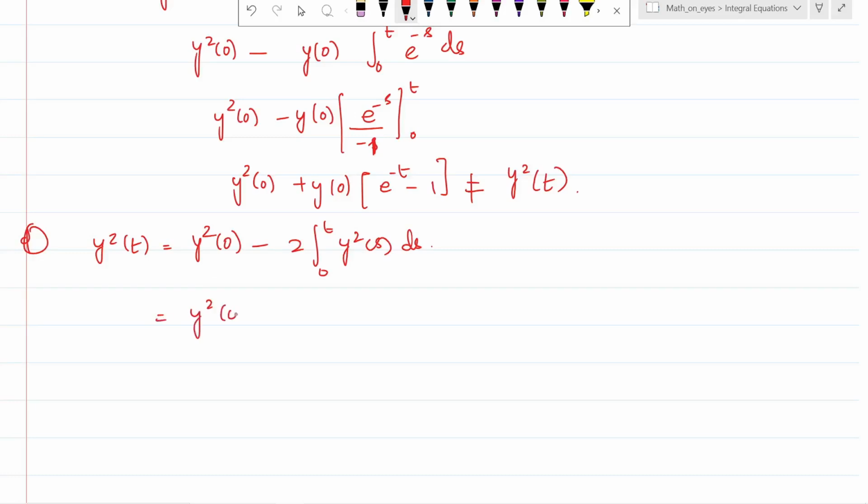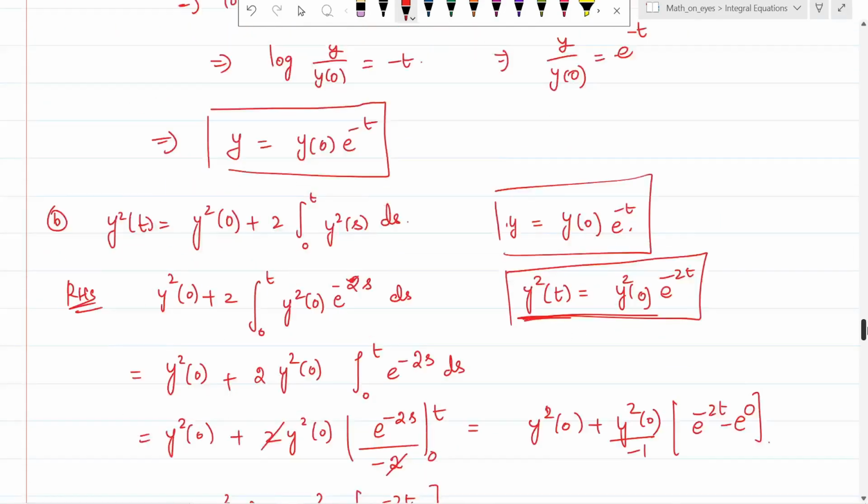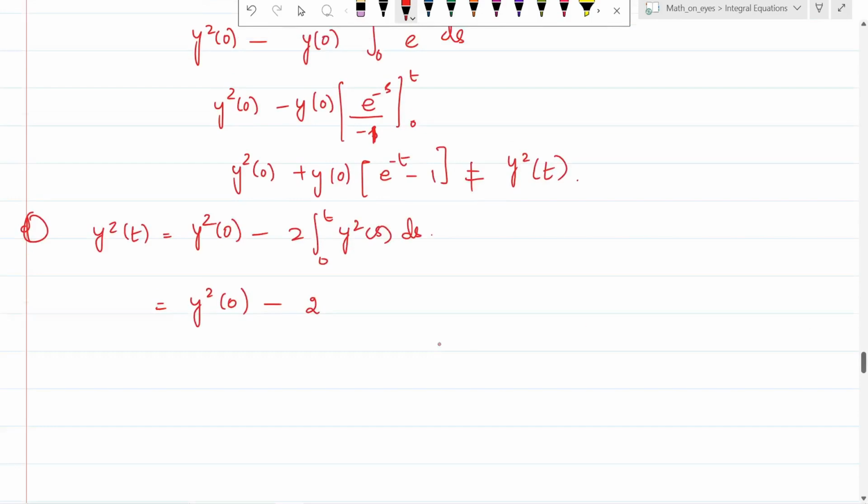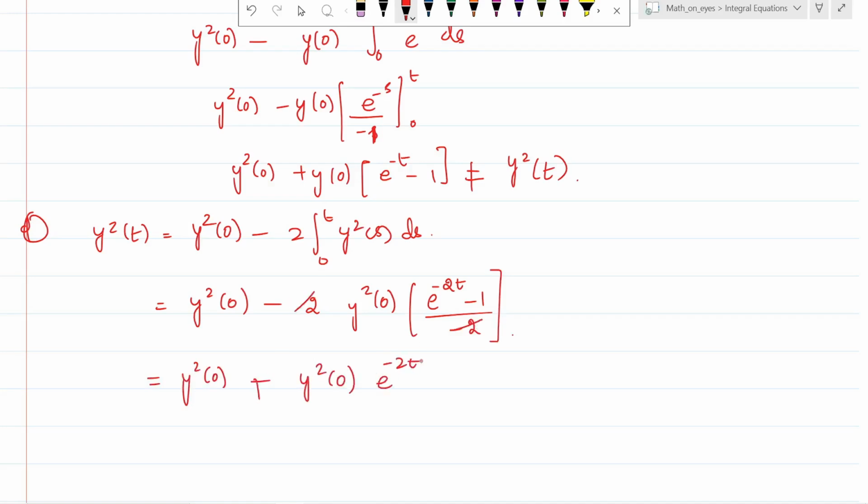Now this is equal to y squared of 0 minus 2 into integral 0 to t y squared of s ds, right? So integral 0 to t y squared of s into ds would be equal to y squared of 0 outside, and this part will give you e to the power minus 2t minus 1 divided by minus 2. So we get y squared of 0 into e to the power minus 2t minus 1 divided by minus 2. So this is equal to y squared of 0 minus this one, minus 2 and minus 2 cancel. We get plus y squared of 0 e to the power minus 2t minus 1.